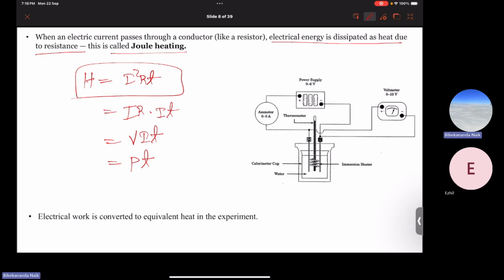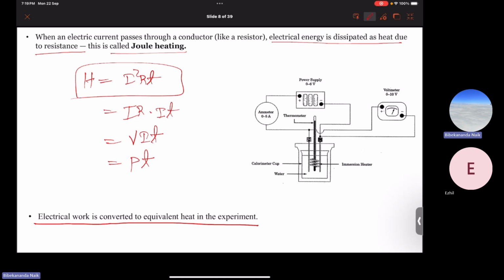This is the power supply through which we are applying some voltage, the ammeter is measuring the current passing through the heater, and the voltmeter measures the voltage applied across the two terminals of the heater. When the current passes through the heater, due to collisions, it heats up. When the heater heats up, the heat is transferred to the surroundings. Since the heater is immersed in water, the water will be heated up. Due to the heat absorbed by water, the temperature of water increases. So here the electrical work is converted to equivalent heat in the experiment.